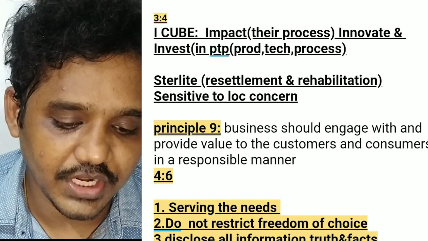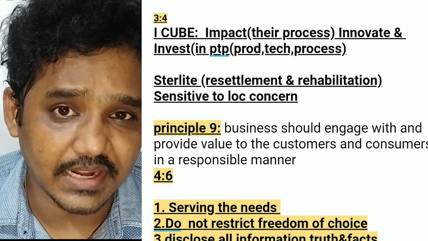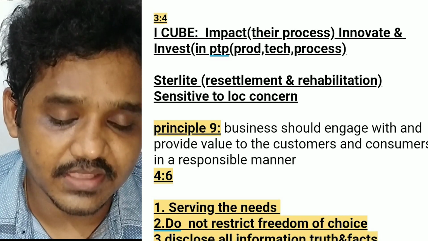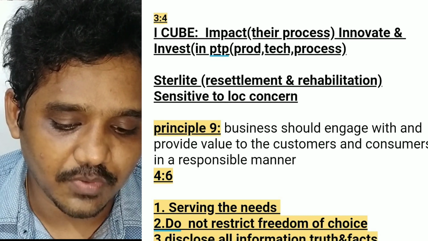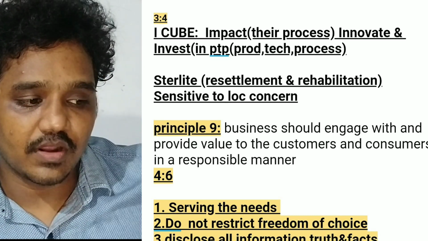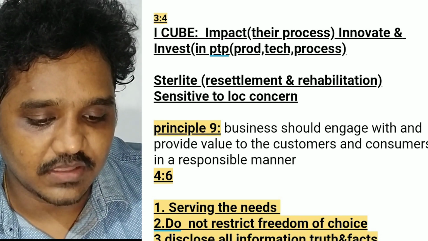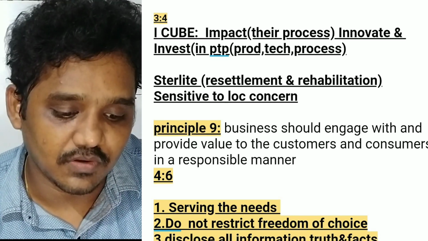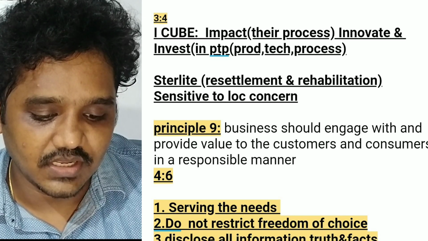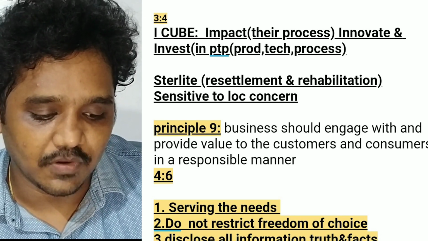Next point, business should innovate and invest. That is my second I, and the third I is invest. Innovate and invest in products and technologies. That is P2P: product, technologies, and processes. Innovate and invest in P2P, product, technology, and processes.